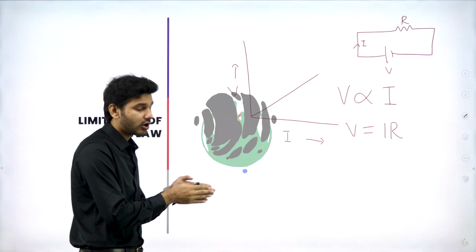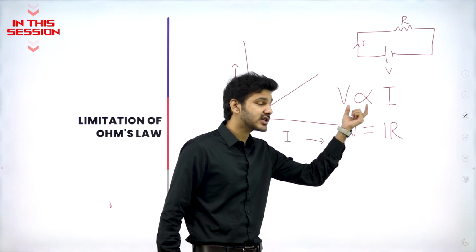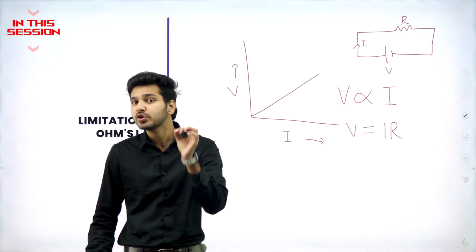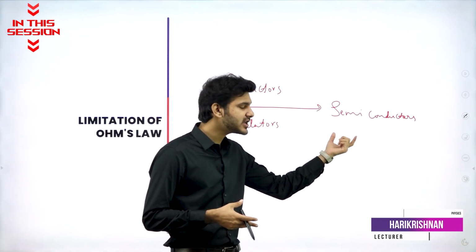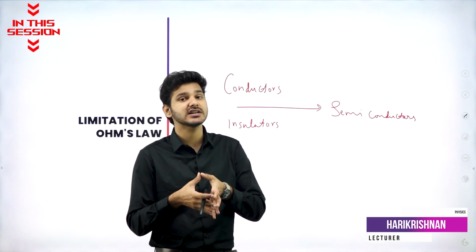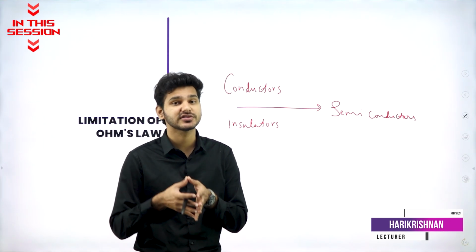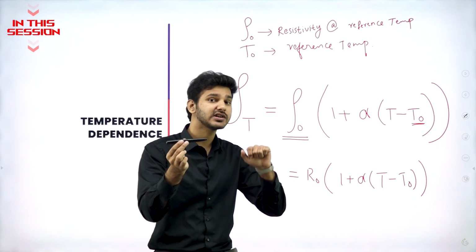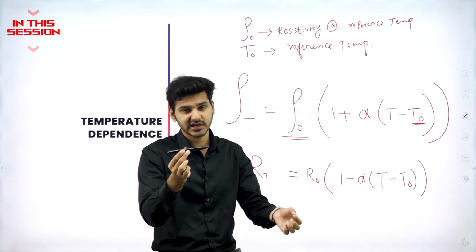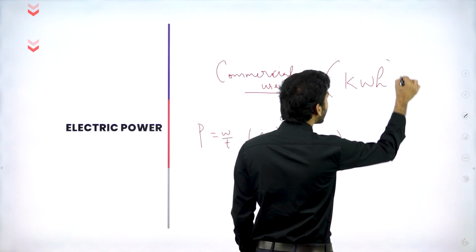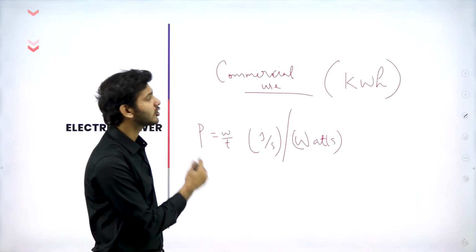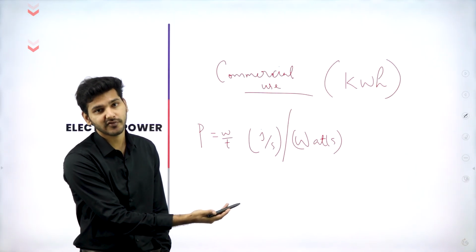This particular law or this particular statement that voltage is directly proportional to current is only valid under one condition. So how exactly does a semiconductor diode behave under electric current when it is connected to a circuit? At this particular time, the temperature in this room is 28 degrees Celsius, or the room temperature is 28 degrees Celsius. Kilowatt hour is the unit of commercial use of electric power.